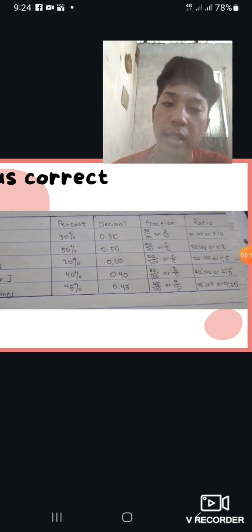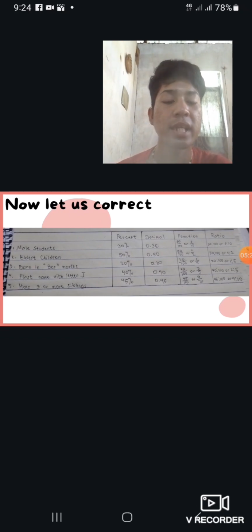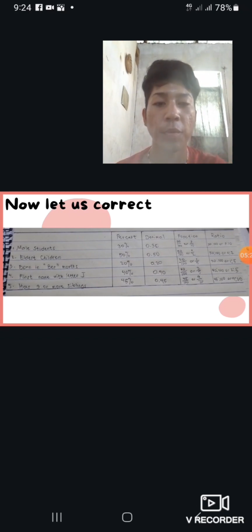And then sa ratio kay we have 45 is the first term, and then second term would always be 100, or ito siya express into the simplest form. We have 9/20. So that is the visualization of percent, and I hope that nagets na ninyo. Kaya sayon na kayo siya, guys.